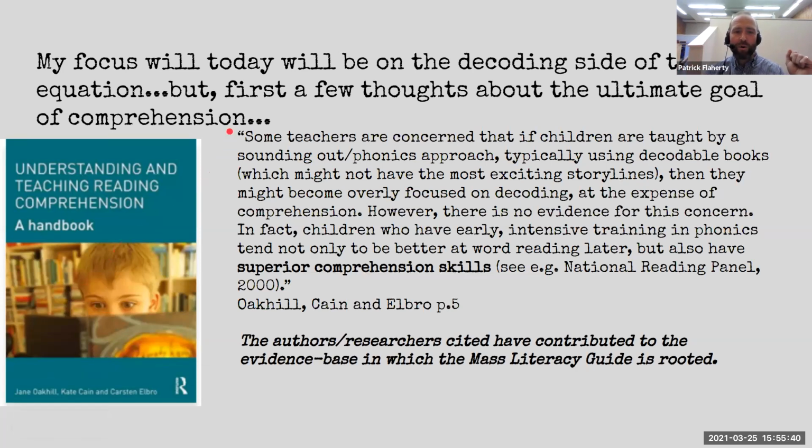So I just want to point out this quote. This is a quote from the very beginning of this book, and this book is all about teaching comprehension. This is one of the first pages of text. "Some teachers are concerned that if children are taught by a sounding out/phonics approach, typically using decodable books, which might not have the most exciting storylines, then they might become overly focused on decoding at the expense of comprehension." And here's the key: "However, there is no evidence for this concern. In fact, children who have early intensive training in phonics tend not only to be better at word reading later, but also have superior comprehension skills."